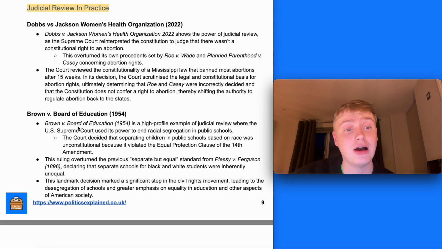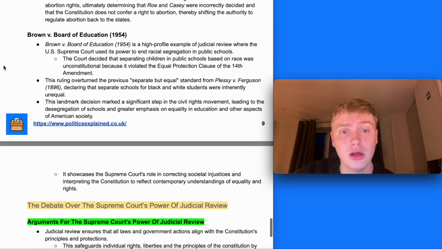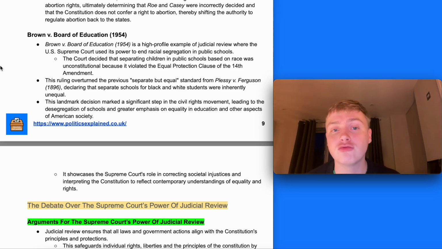You can also see it in Brown versus Board of Education in 1954, which is a high-profile example of judicial review where the Supreme Court used its power to end racial segregation in public schools. The court decided that separating children in public schools based on race was unconstitutional because it violated the Equal Protection Clause of the 14th Amendment. And this overturned the previous separate but equal standard from Plessy v. Ferguson, declaring that separate schools for black and white students were inherently unequal.